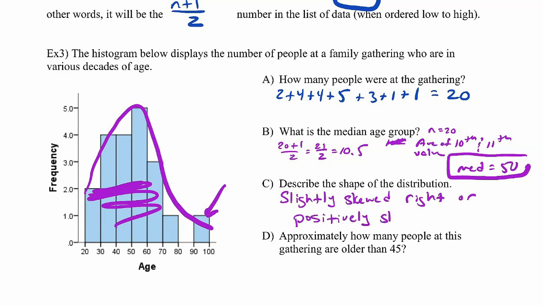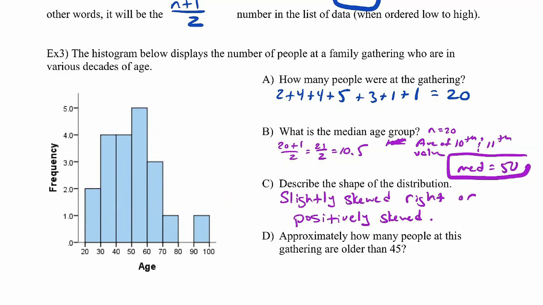If I said left a moment ago, I misspoke. It's skewed in the direction of the random older person. So that's skewed right, or positively skewed. And now the question asks, approximately how many people at this gathering were older than 45 years old?